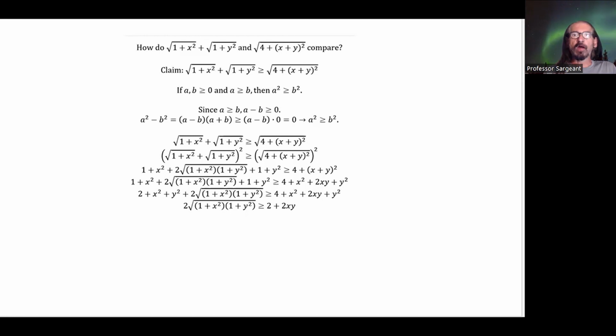You can factor out a 2 on the right-hand side so that you would have 2 times the quantity 1 plus xy and divide both sides by 2. Again, we're dividing by a positive, not a negative. And so that's going to keep that in the same direction. Now I'm going to square again. And again, we saw back up here at the top that if you have two things that are non-negative, one thing is greater than the other, then the square of what's on the left would be greater than or equal to the square of what's on the right.